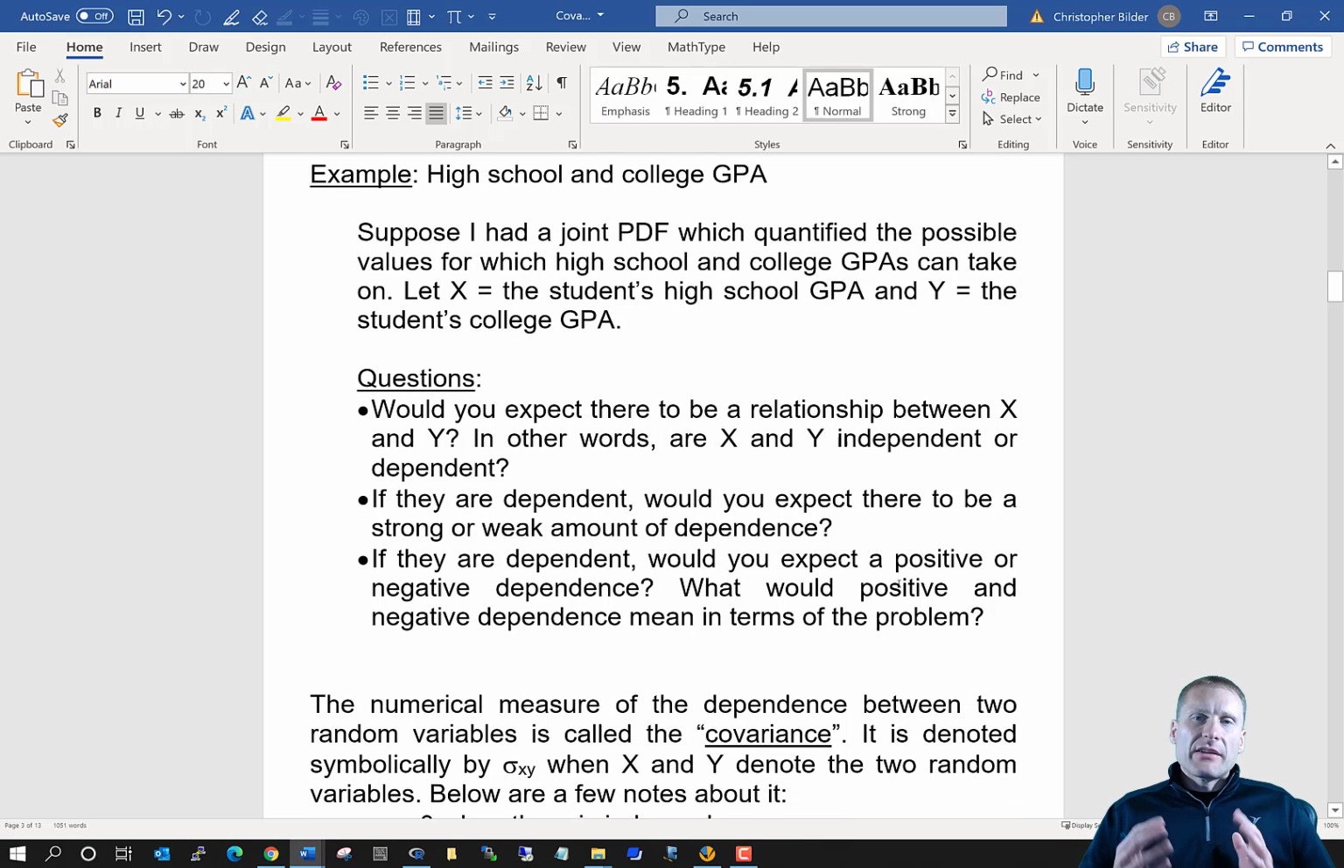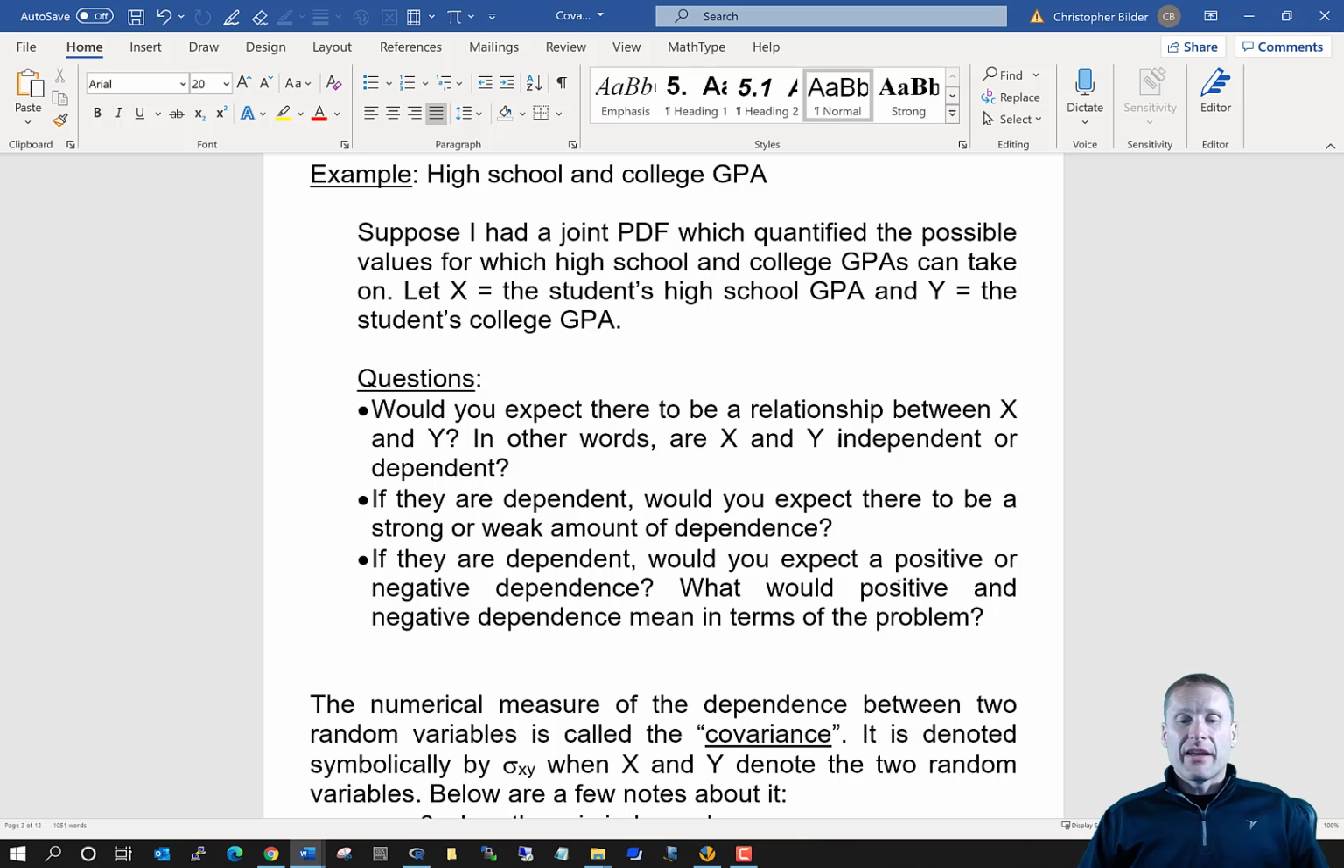So let's relate this to the high school and college GPA example that we've talked about a few times already. Suppose I let x be a student's high school GPA, and y be a student's college GPA. Now, generally speaking, we would expect there to be dependence, because after all, one of the purposes of high school is meant to prepare one for college. So the better you prepare in high school, the better you tend to perform in college. And the kind of dependence that we would expect is positive dependence as well.